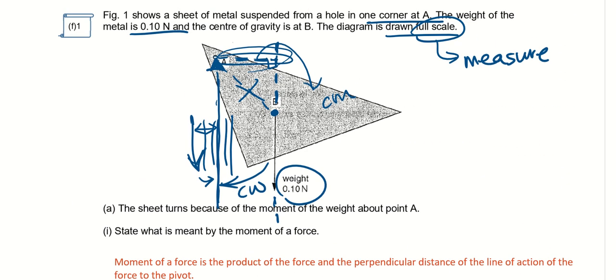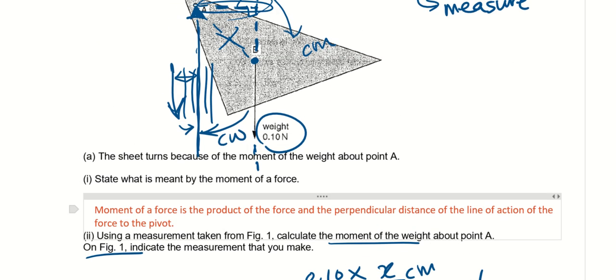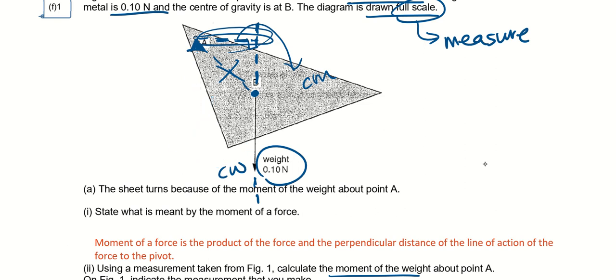Okay, I discovered that sometimes I don't record, so I'm going to backtrack here. The sheet in figure 1 swings freely and comes to rest. Why does the sheet swing freely? Because this is the weight, the line of action of the force, and you know that there's a perpendicular distance. So this thing is going to be swinging clockwise.